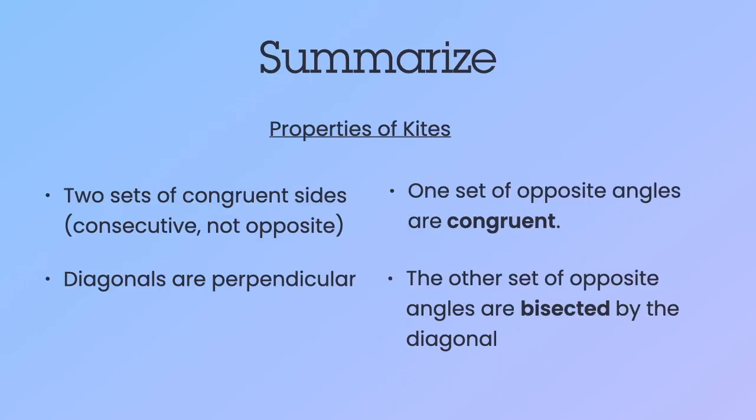So to summarize some different things that we can do with kites, just by definition, they do have two sets of congruent sides, but they are consecutive sides, not opposite sides. The diagonals do end up being perpendicular. One set of your opposite angles are congruent, but the other one gets bisected by the diagonal that connects them.